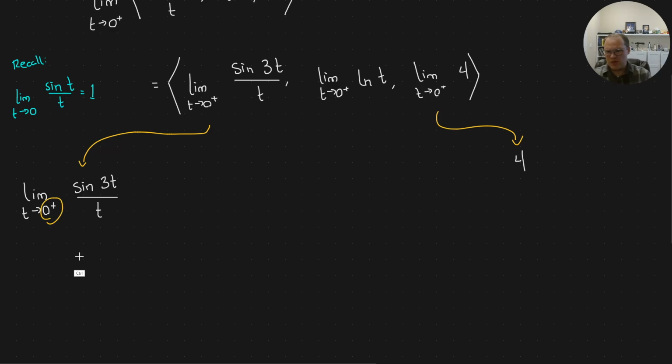T approaches 0 from the right. Well, as t gets close to 0, 3t gets close to 0 and t gets close to 0, but they're not approaching at the same speed. And that's what we need. We need what's inside the sine in the numerator and what's in the denominator to approach 0 at the same speed. If we could get that to happen, then the limit equals 1. Okay?